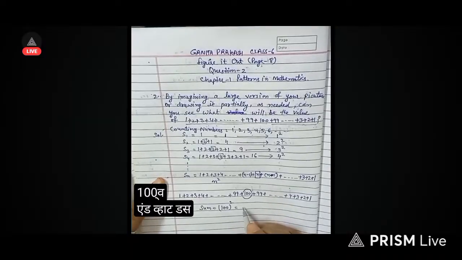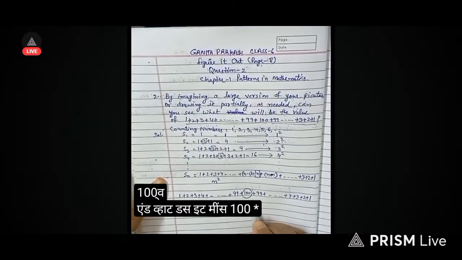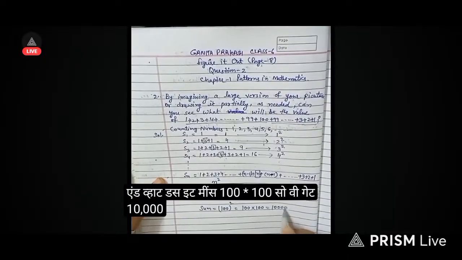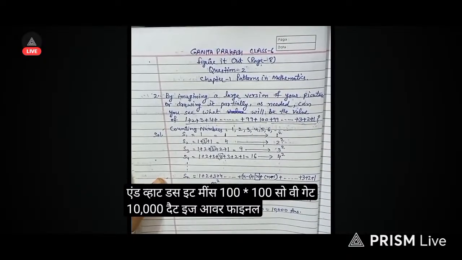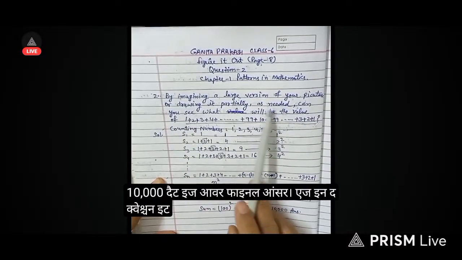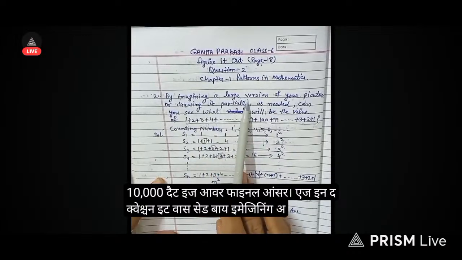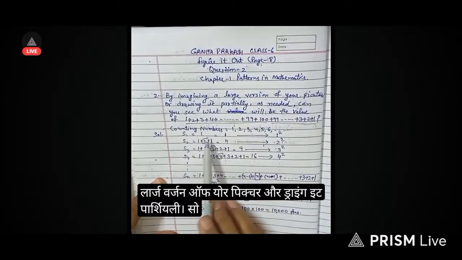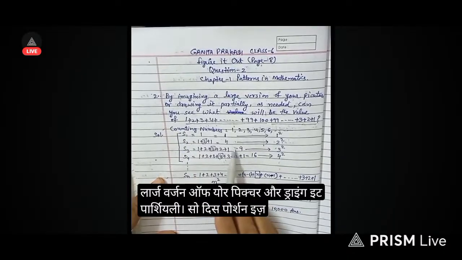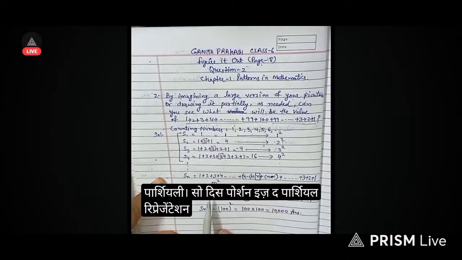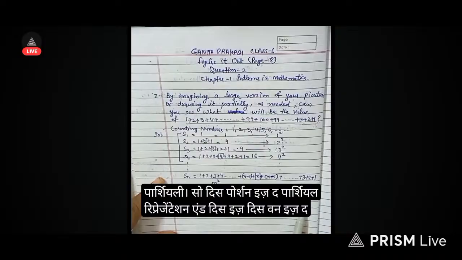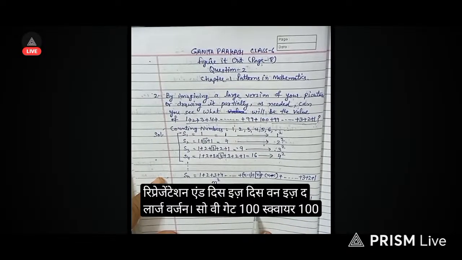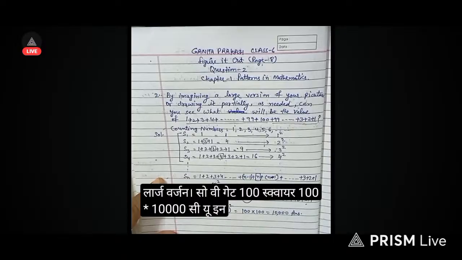And what does it mean? 100 multiplied by 100, so we get 10,000. That is our final answer. As in the question it was said, by imagining a large version of your picture or drawing it partially, this portion is the partial representation and this one is the large version. So we get 100 square, 100 into 100, 10,000. See you in the next video.